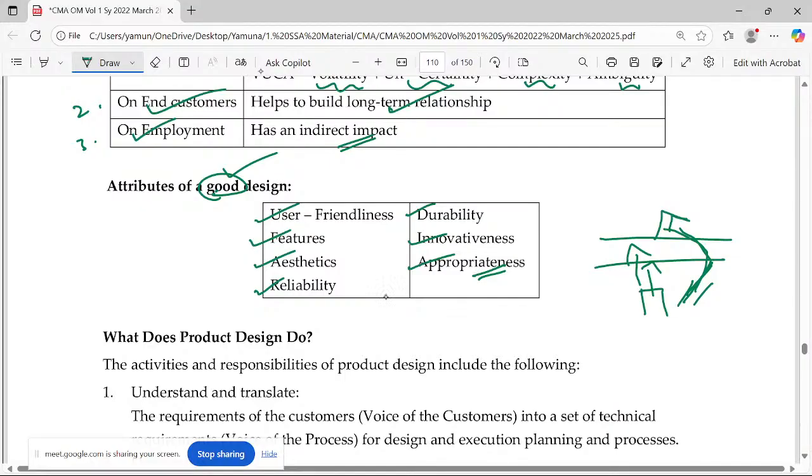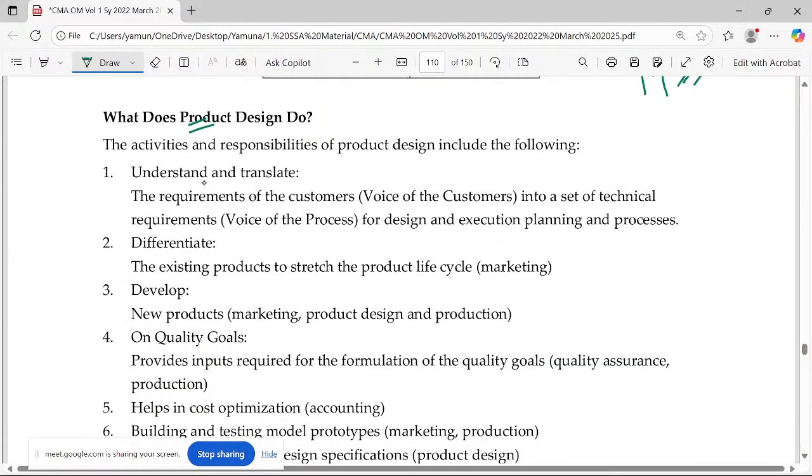What does product design do? It is all related to activities and responsibilities. The very first point: it will understand and translate what the requirement of the customer is. That is called the voice of the customer. Please highlight this translation. That's what we call translation: from voice of the customer to voice of the process.